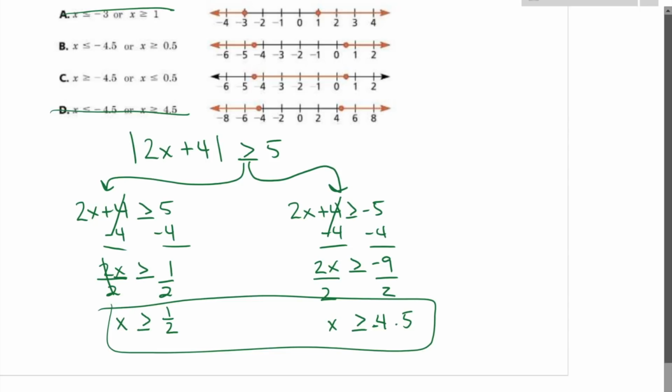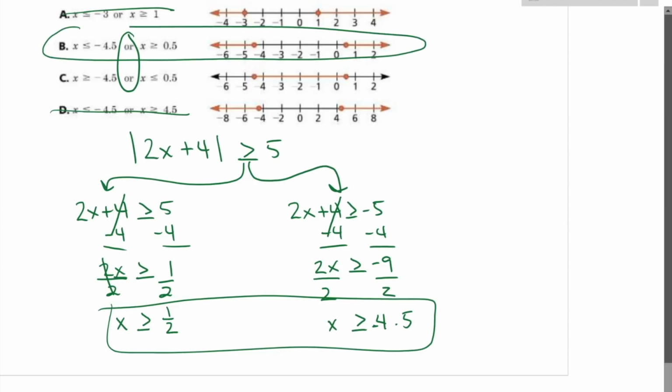And you can easily figure out the answer because all of these answers are OR problems. But look at your graphs. One of them is graphed as an AND problem. The other is graphed as an OR problem. That answer is B. B is correct because B shows you that it is an OR problem.